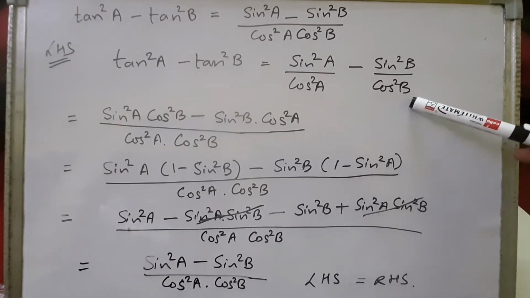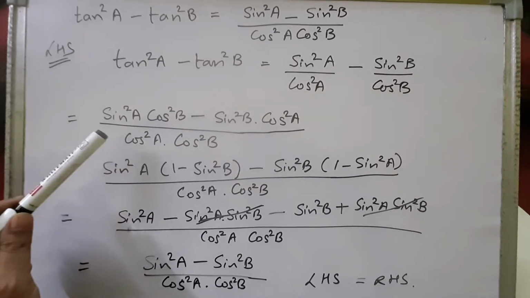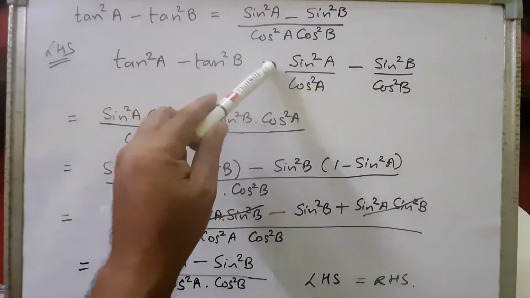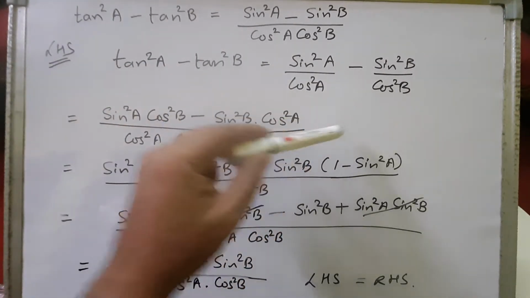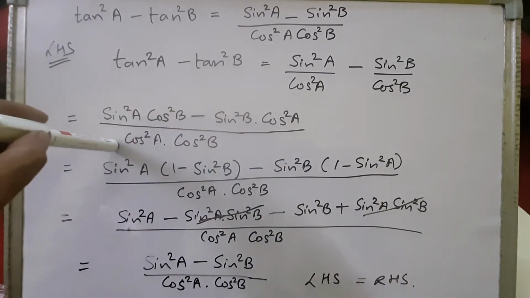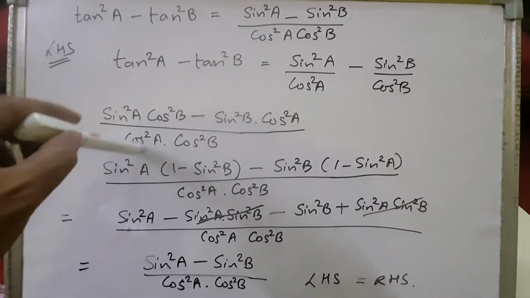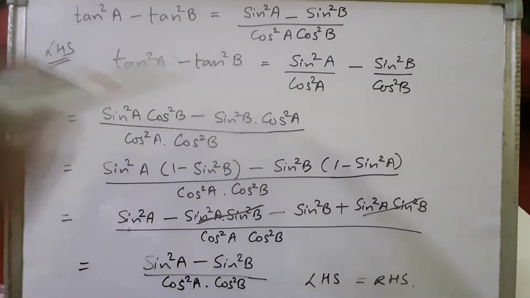When we take the LCM of these two denominators, what we'll get? Cos square a into cos square b as the LCM. And when we divide this LCM by cos square a, we'll get cos square b. Cos square b into sin square a will be sin square a cos square b. Same as, when we divide this LCM by cos square b, we'll get cos square a. And when we multiply cos square a to sin square b, we'll get sin square b cos square a.